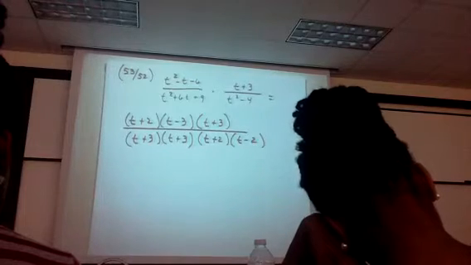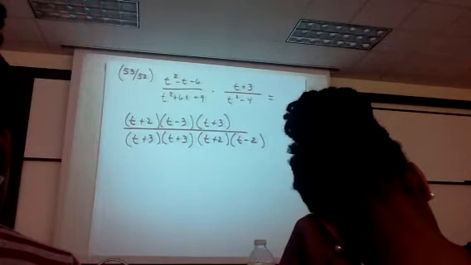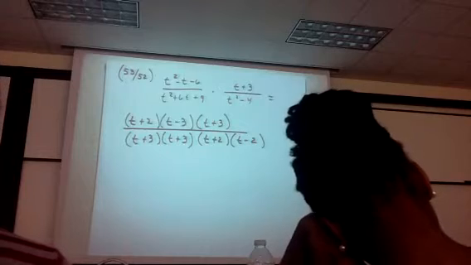Squares factors easily if you recognize it's a difference of squares. And then this is where you whack out common factors.